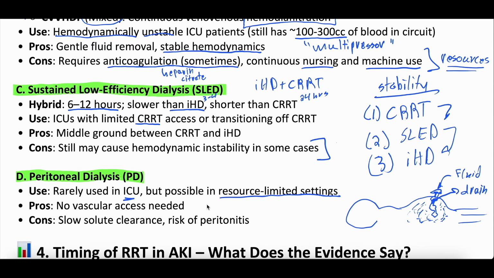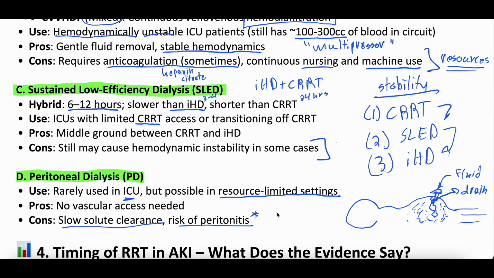The pros are no vascular access is needed. The cons, it's slow. The solute clearance is slow. You have a catheter going into your belly, so there's a constant risk for peritonitis. We probably actually see it most in the ICU when someone gets sick from peritonitis who's on peritoneal dialysis. But it is something that does happen, so we wanted to shout it out as a renal replacement therapy option. So those are the 4 main renal replacement therapy options, really 3 main ones with a caveat, and that's intermittent hemodialysis.